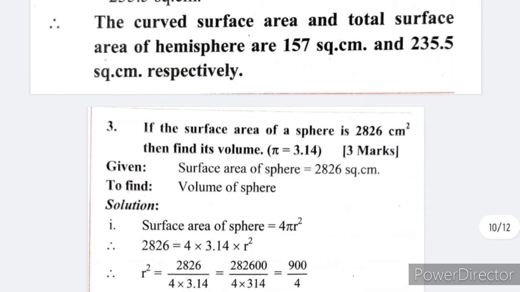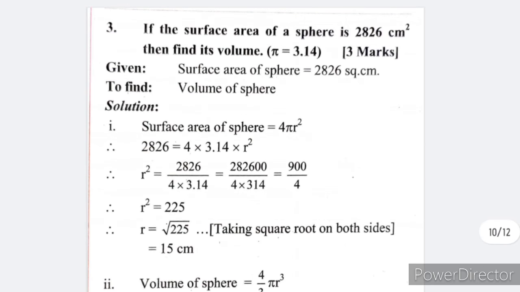I hope that you understood this sum. It was a very easy sum to solve. Next question, let's see. Question number 3. If the surface area of a sphere is 2826 centimeters square, then find its volume. We have been given the surface area and we need to find the volume. Now you will say, what is the connection between these two? We will find out the connection.